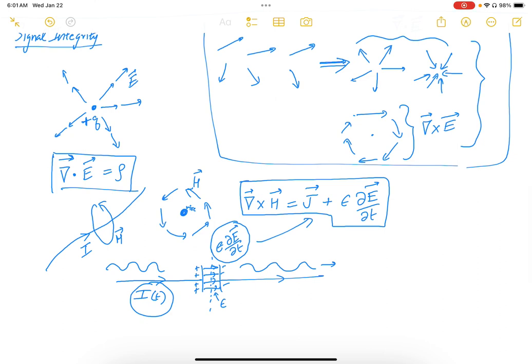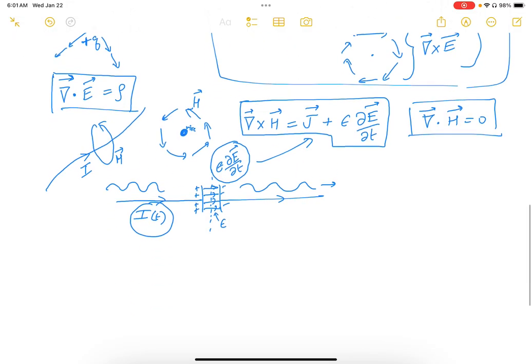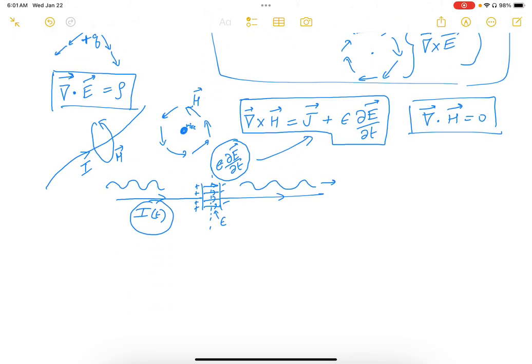And we also have a third one, which is that because the magnetic field always curls, the magnetic field never diverges. So the divergence of the magnetic field is also zero. And finally, we have one more equation, which has to do with the electric field.